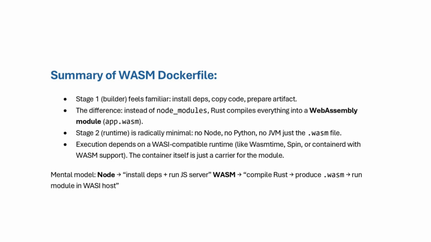The container itself is just a carrier for the module, and this WASM concept has different compatible runtimes. For example, that would be Wasmtime, Spin, or containerd with WASM support. And also the container itself is just a carrier for the module. So the mental model would be Node, which installed dependencies plus runtime JS server. In WASM, it is compiling the Rust that produces .wasm. Then we run the module in the WASI host. That was about WASM Dockerfile and comparing it with Node.js Dockerfile approach.